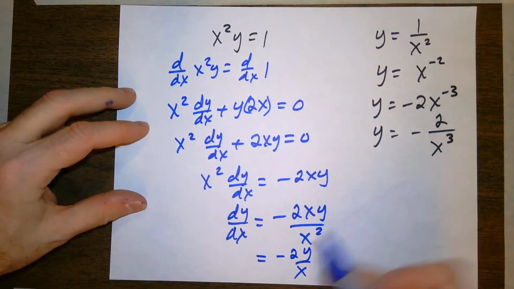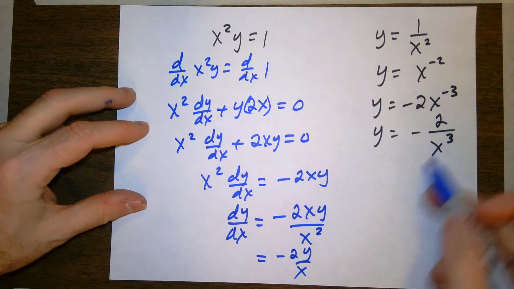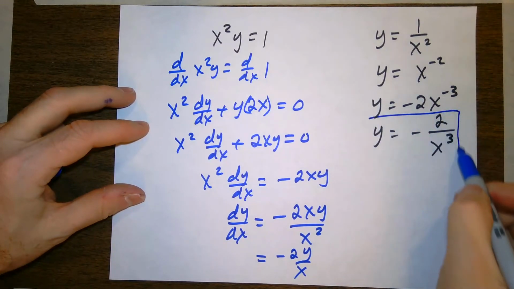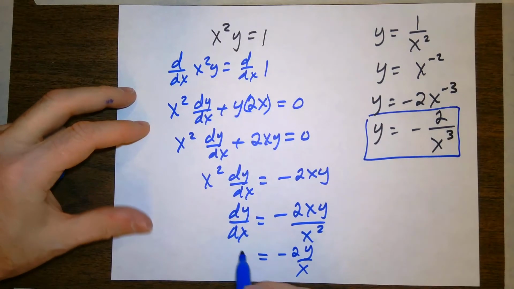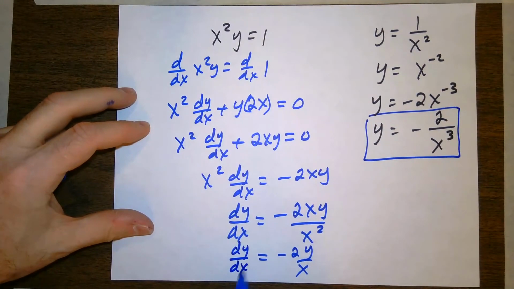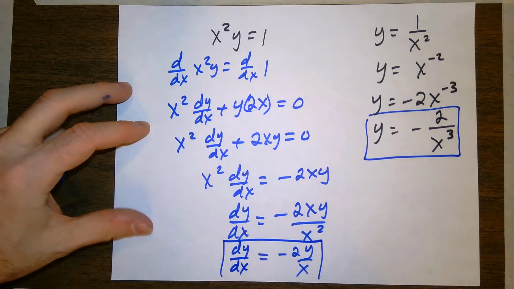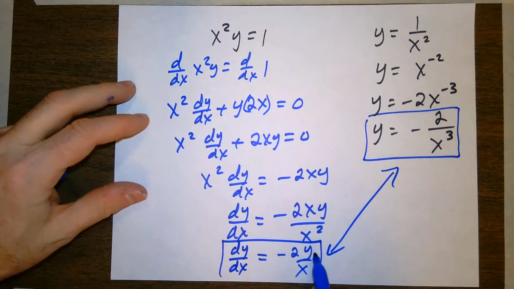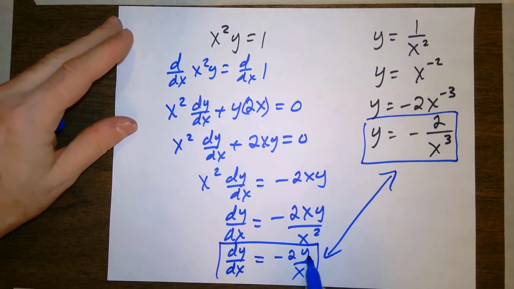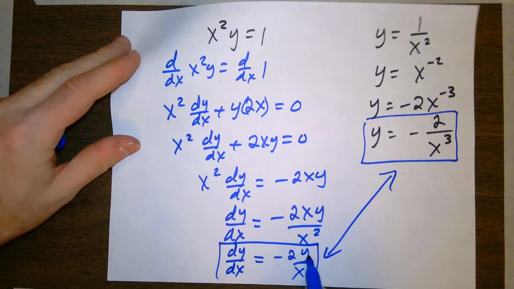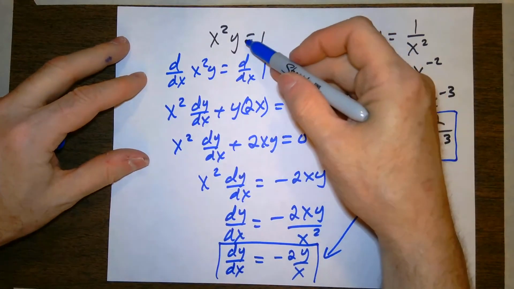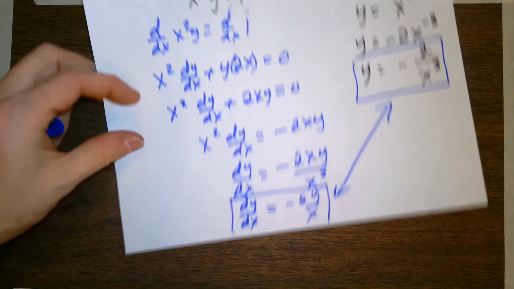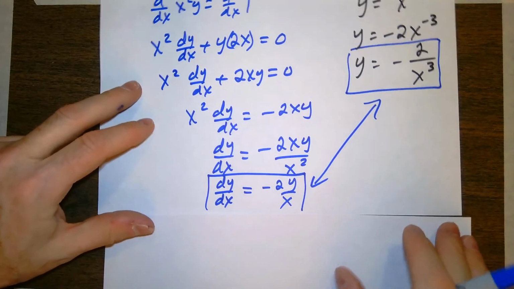Now wait a minute, those don't seem to be the same. What's going on here? Is one of them right and one of them wrong? No. They're both right. But these don't seem to be the same. Why not? Well, because this one's got y's in it. And what is y really? Well, if I take this equation and solve it, y is really 1 over x squared. So let's do that substitution here.